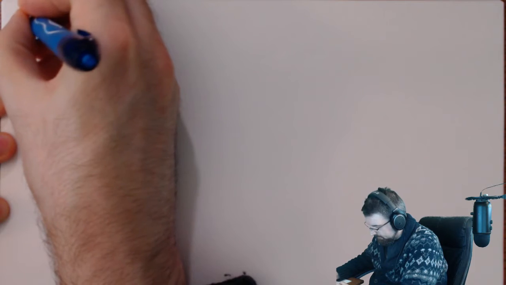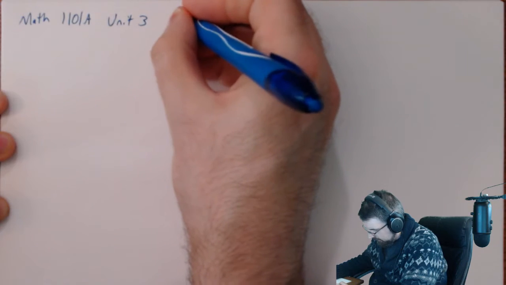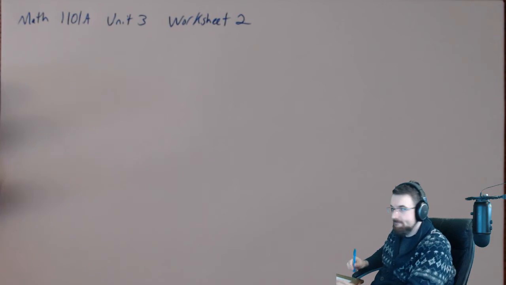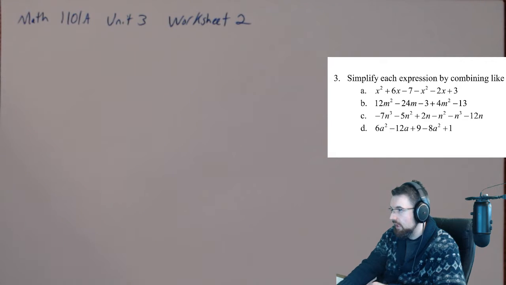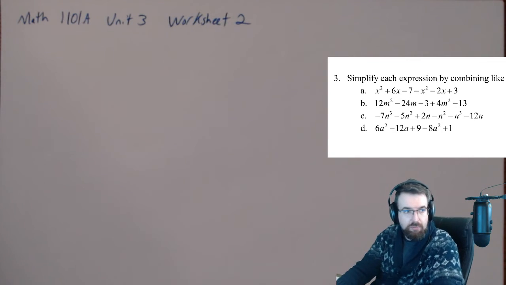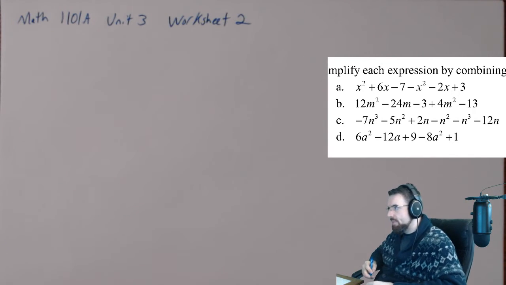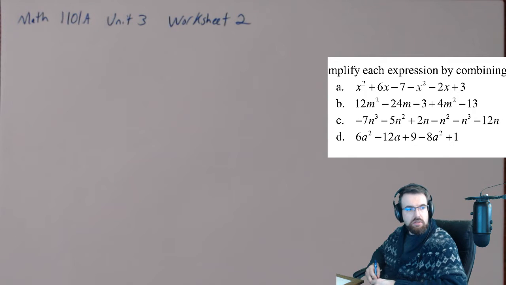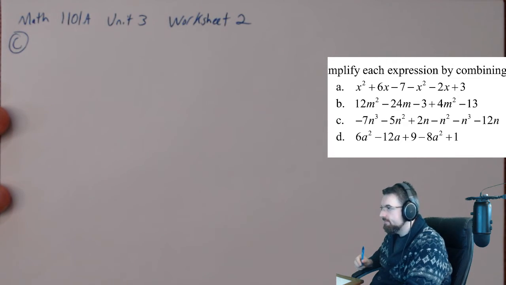So finally, Math 1101A, Unit 3, Worksheet 2. Oh, let me go back over so you can see what I'm going to be writing down. So we're going to simplify each expression by combining like terms. Okay. Not terribly difficult, honestly. None of these are... let's do C. Let's do C. It's probably the most complicated of them.